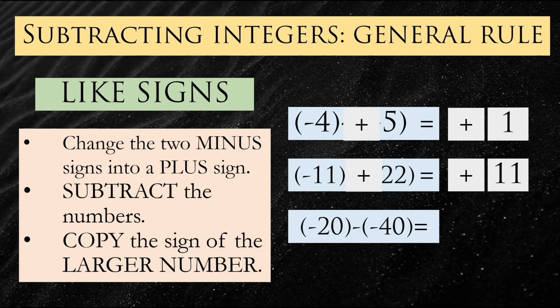So change them into a plus sign. And then subtract the numbers. 40 minus 20, 20. And then copy the sign of the larger number. Which is larger, 40 or 20? 40. And what's the sign before 40? Positive. Therefore, write positive or just write 20. It doesn't matter, okay? So the answer is +20, but you don't have to write the sign. You may just write 20, okay?